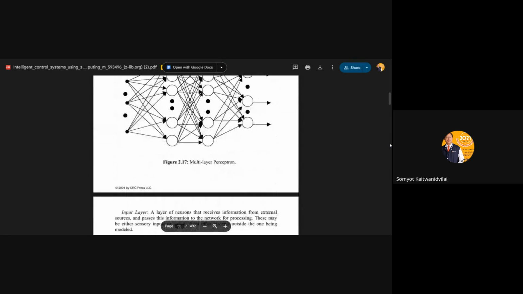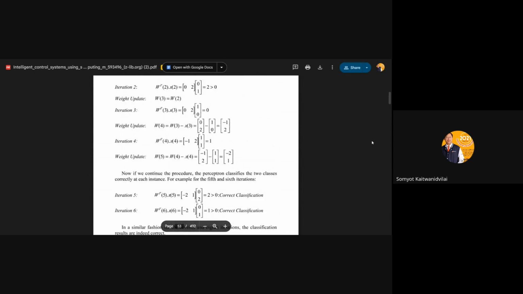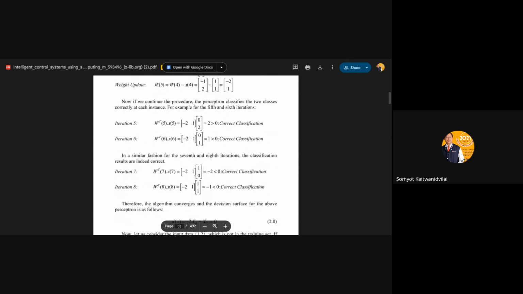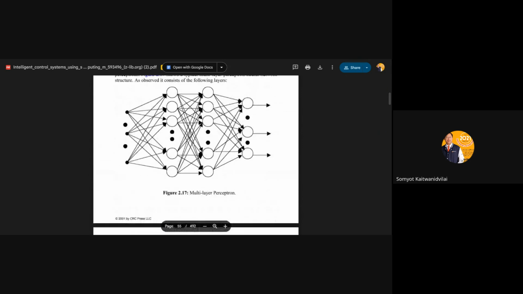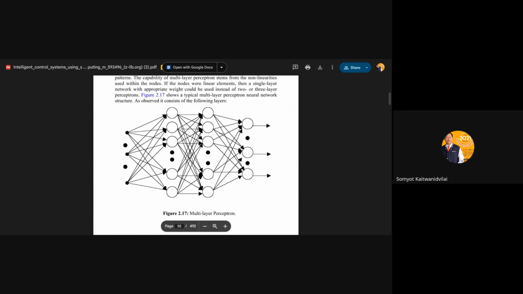talking about? Okay, it looks like this. The structure of the neural network looks like this. You have input nodes, you have output nodes, and inside of them you have many nodes, and you can have the equation.